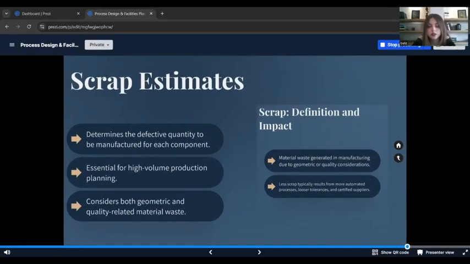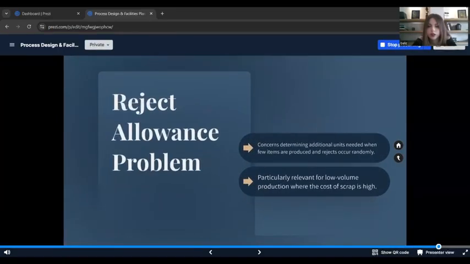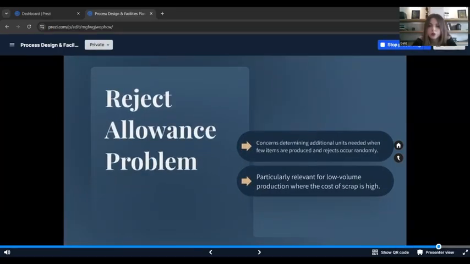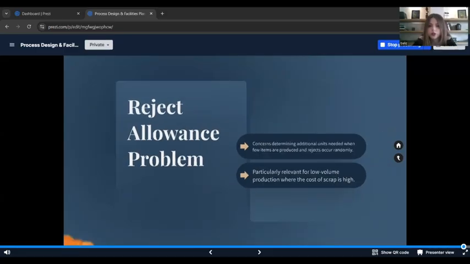Scrap estimation tells us how many defective units we will likely produce. This is essential for high volume production. Scrap comes from geometric waste or quality failures. The reject allowance problem concerns low volume production where rejects happen randomly. If we need 10 good units, how many should we start with? It's a statistical calculation using a binomial or Poisson model to ensure we meet demand without massive overproduction.